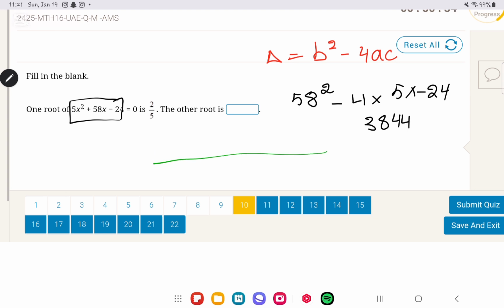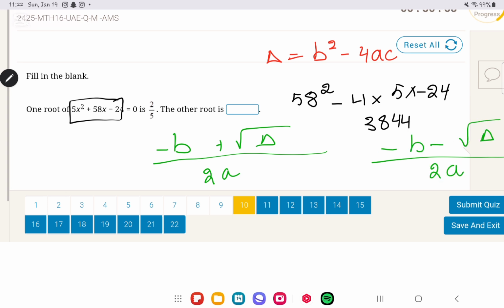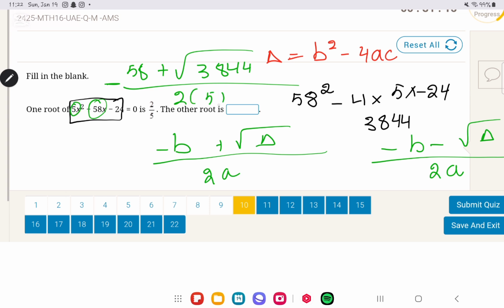We know that the discriminant has 2 roots. It's equal to minus b plus radical discriminant over 2a, or minus b minus radical discriminant over 2a. So our b is 58 in this case, so it's gonna be minus 58 plus radical 3844 divided by 2 times a, which is 5. So if you put it on your calculator, minus 58 plus radical 3844 divided by 2 times 5, you are gonna get 2 over 5. So this is the first root.